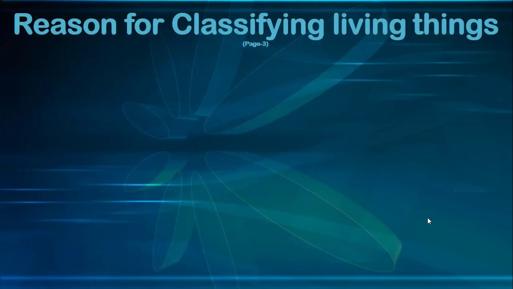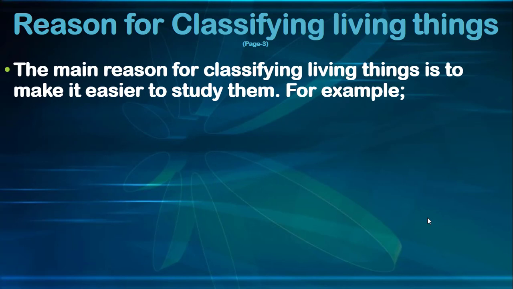The reasons why we need to classify living organisms. There are many reasons, but a few are here. Number 1, the main reason for classifying living organisms is to make it easier to study them. For example, there are hundreds and thousands of species of plants and animals. It is very difficult to study them individually until we classify them into groups and subgroups. This is the main reason why we need to classify them, to study them and learn their characteristics and behavior.